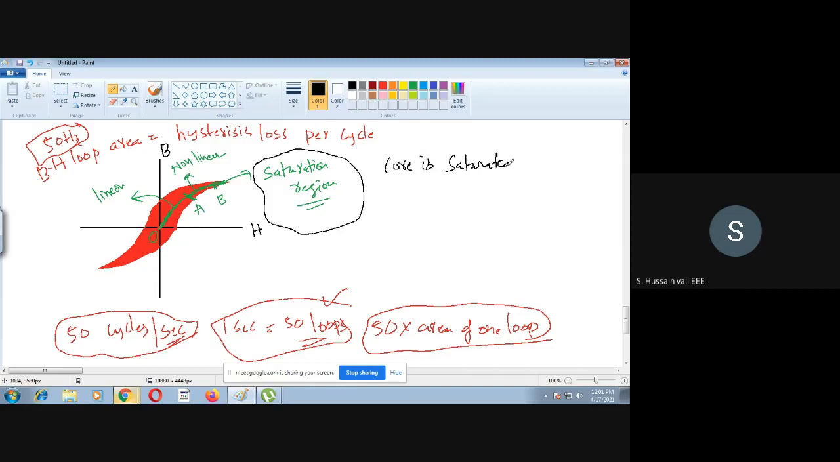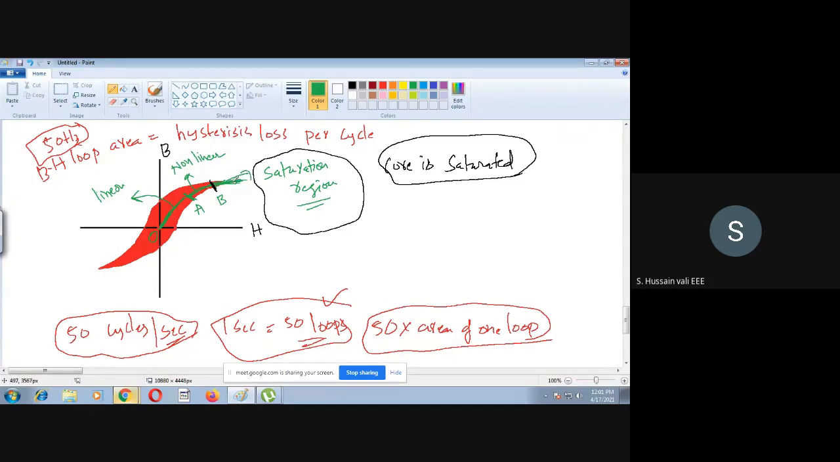Anywhere you hear the line "the core is saturated," it means you are operating the magnetic core beyond B. If you operate the magnetic core beyond B, the problem you will face is that the core will enter into saturation. What will happen then? Saturation means, you see now, this green line is becoming almost horizontal.